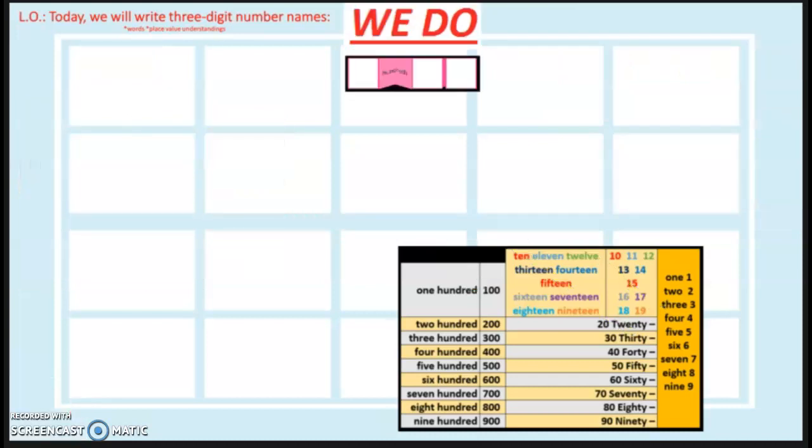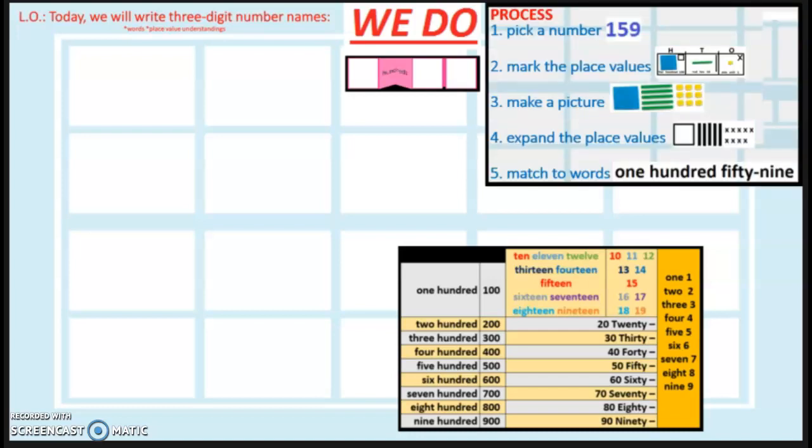Now we're going to do something together. I'm going to give you a numeral. You're going to go ahead and do the activity, and then we're going to check back. So our numeral, let's go ahead and go through the process first. Pick the number, mark the place values, make a picture, expand the place values, and then match those words. And if ever I'm going too quickly for you, class, go ahead and pause it, just catch up. So our numeral, 279. Pause the video right now, complete the other 5 steps, and when you're ready, unpause this video for us.